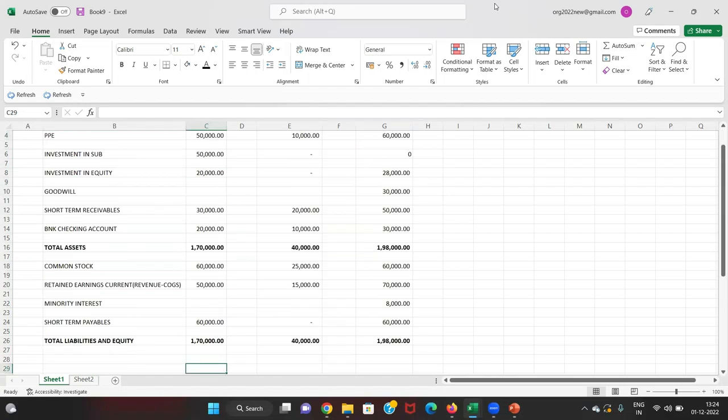But for a subsidiary, we'll have to consolidate all the assets and the liabilities. Like PP: here's 50,000 PP in the holding, so we'll consolidate it with the subsidiary's PP of 10,000, and similarly for all the other assets as well as the liabilities.